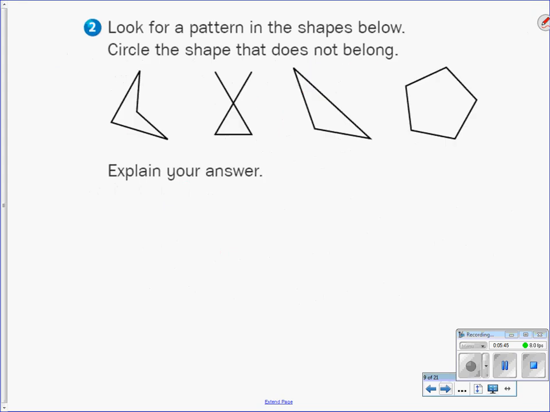Okay, number 2, they want you to look at the pattern and the shapes below and circle the shape that does not belong. Once again, if you want to go ahead and hit pause for a minute and look over those shapes to see which one you think does not belong, and then come back when you're ready to talk about it. All right, the shape that does not belong, okay?